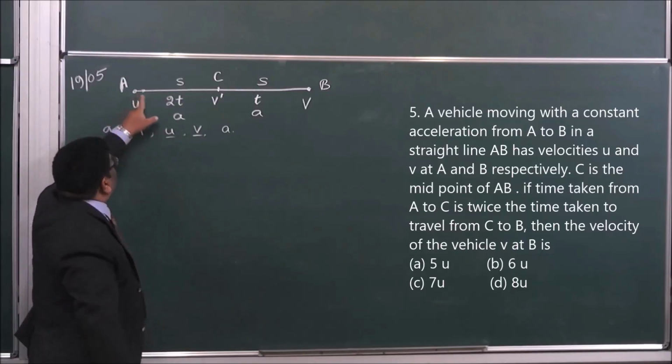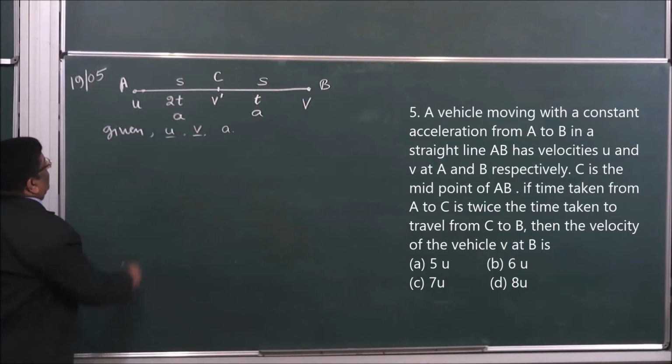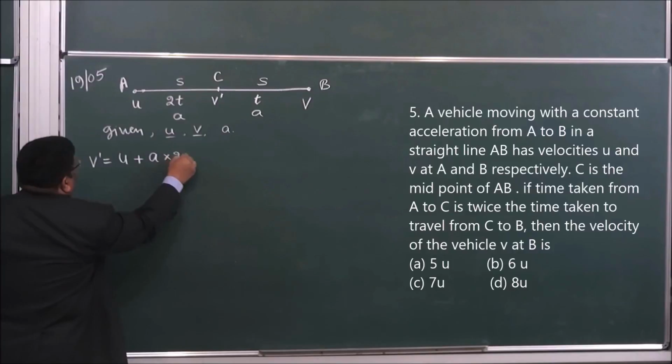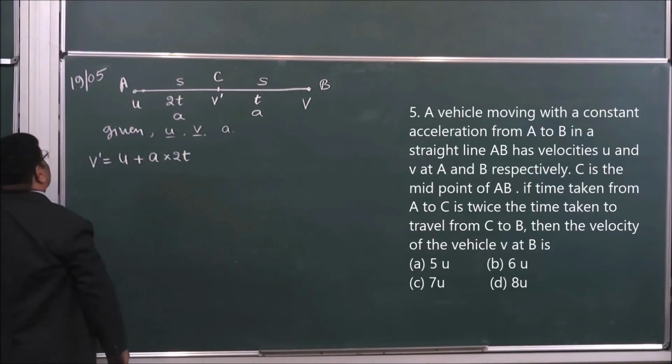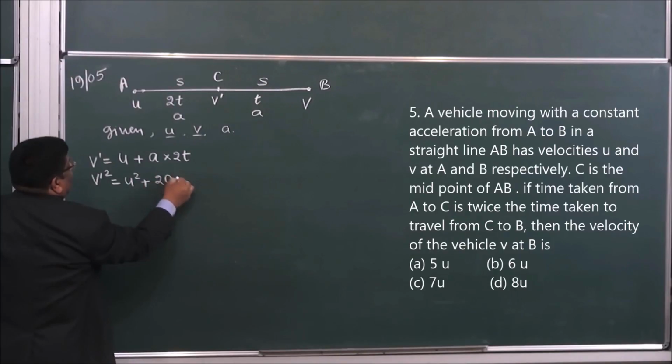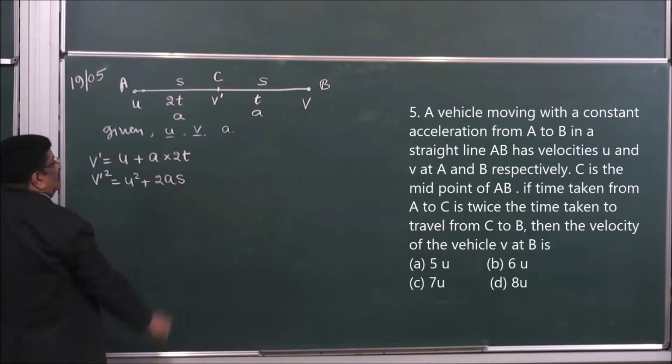So from this point to this point, what is the equation? V dash is equal to u plus a into 2t. First equation, v is equal to u plus at. Correct? Second, use s: V dash square is equal to u square plus 2as. Correct? This I can write as 2at, this is 2as.